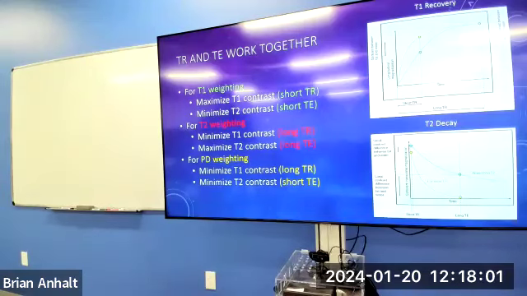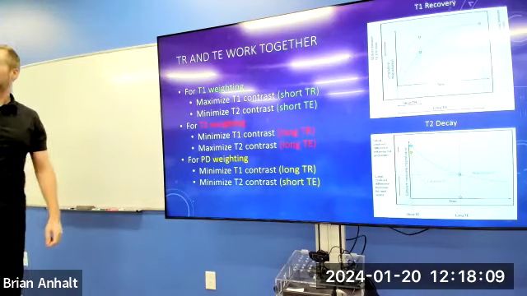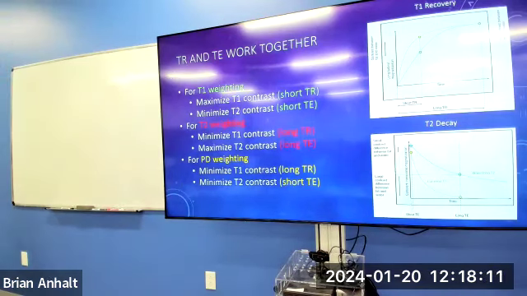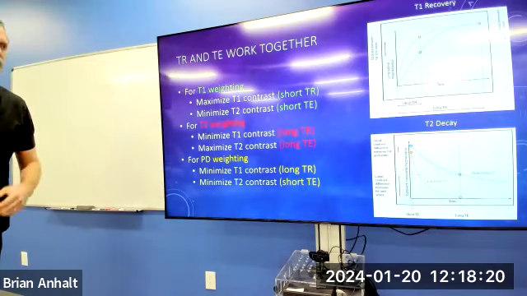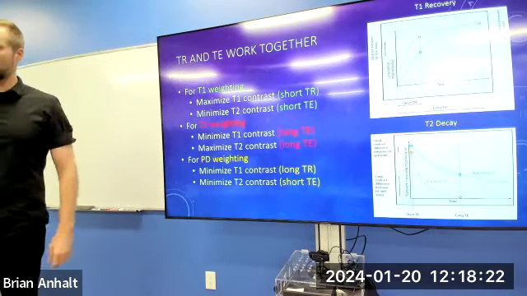Dark, right? Because they decay away quick. Short T2 time, that signal's going to decay away, and we're not going to listen until after they decay. Other tissues that don't decay as fast, hold on to their phase coherence, thus transverse magnetization longer, are going to look bright in that relatively long TE because they hold on to that transverse magnetization for longer.